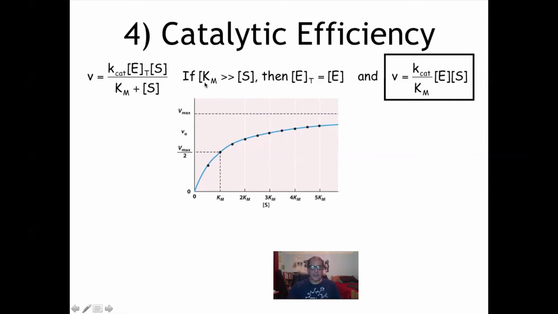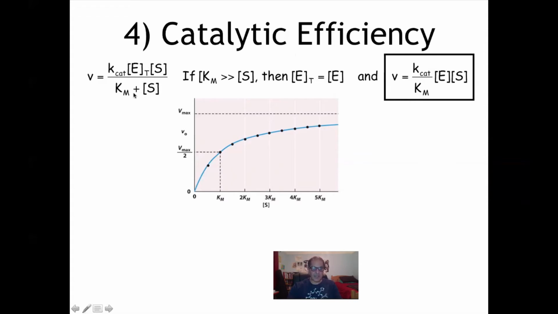Let's suppose that we are under conditions where the substrate concentration is much less than the Km. In other words, we're down here somewhere in this saturation curve. Under those conditions, very little of the enzyme will actually be bound to substrate, most of it will be free. And so we can approximate the total enzyme concentration as the free enzyme concentration. So we can replace E sub T with just E.